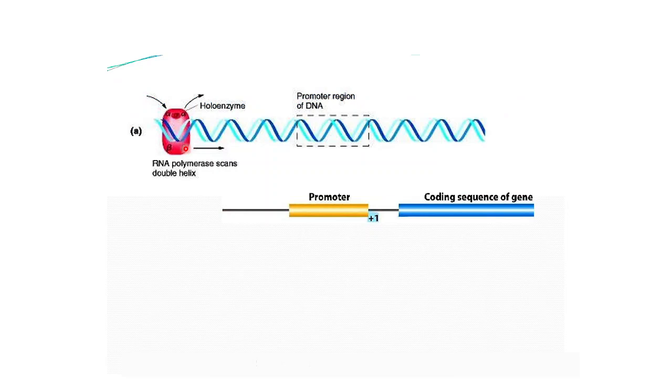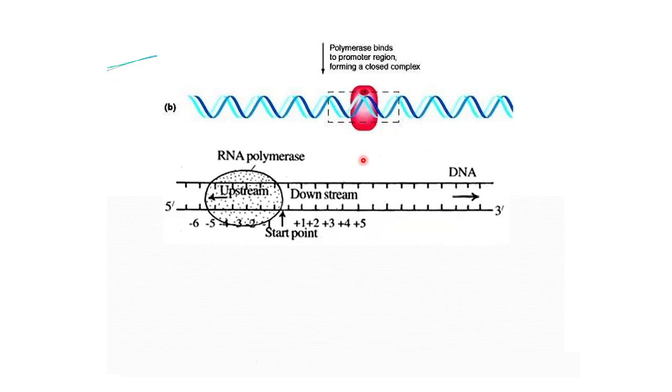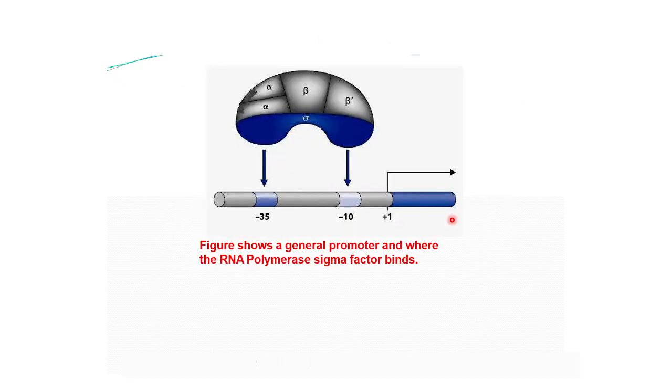What RNA polymerase does is it scans the double helix. It goes and binds to the promoter region of the DNA. So the polymerase binds to the promoter region, forming a closed complex. You can see over here you have a closed complex. It binds over here, and then the downstream initiation process begins.